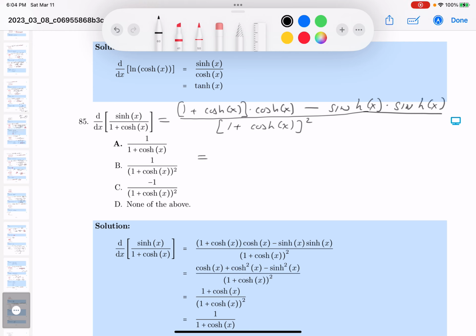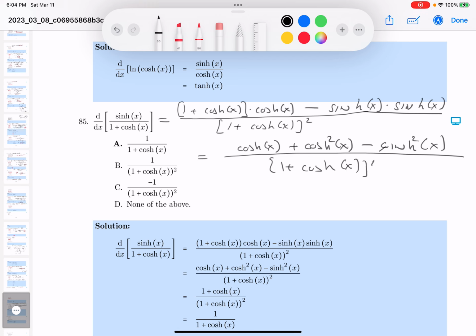All right, let's take a look. And what do you get over here? Well, you're going to get the hyperbolic cosine, then plus the hyperbolic cosine squared minus hyperbolic sine squared of x, over 1 plus hyperbolic cosine of x, quantity squared. All right, I'm just not seeing it. All right, it's not there.